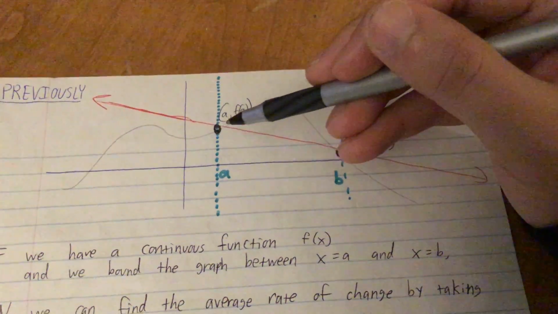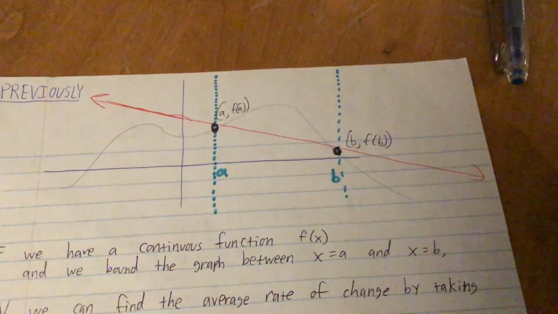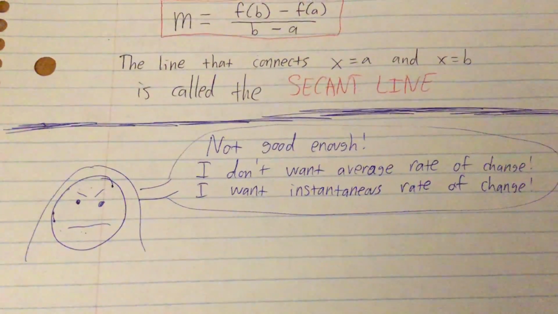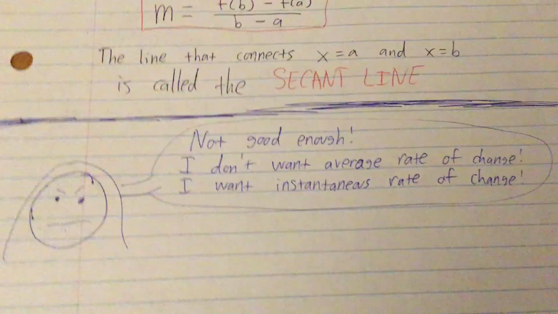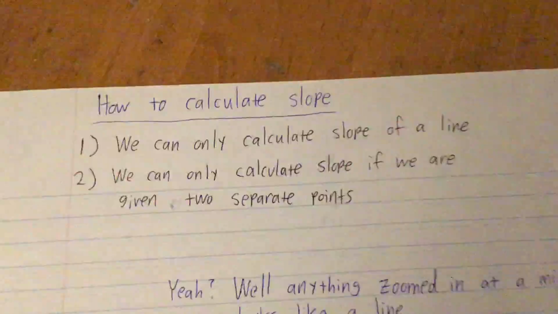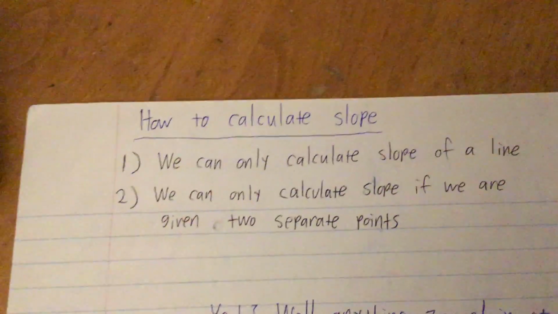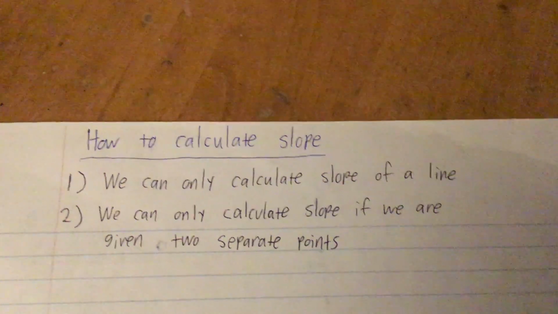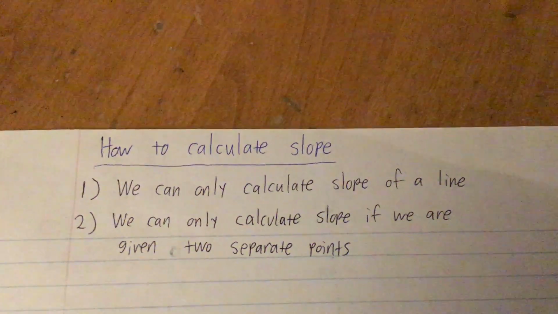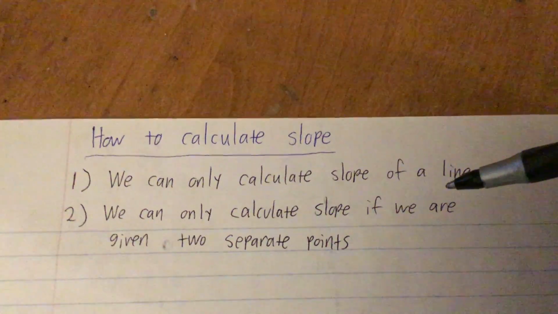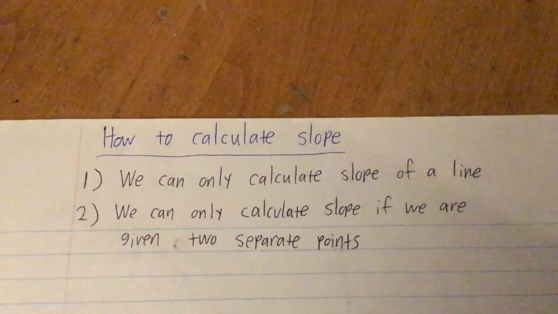Right up here, it's increasing and then it decreases to get down to x equals b. Isaac Newton cared about the changes between x equals a and x equals b in more than just a way of calculating the average rate of change. So with that being said, if we want to calculate slope, previously the rules of algebra said that we can only calculate the slope of a line. We can only calculate the slope of 2 points if it's a line, and we can only calculate the slope of 2 points if the 2 points are separate.